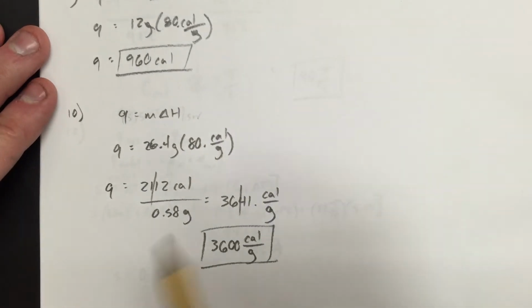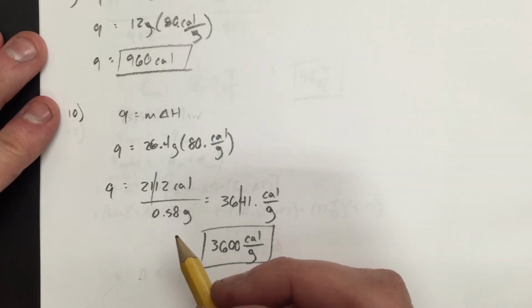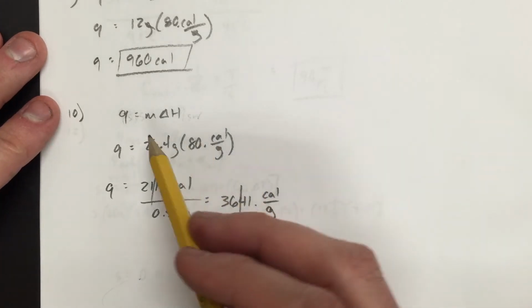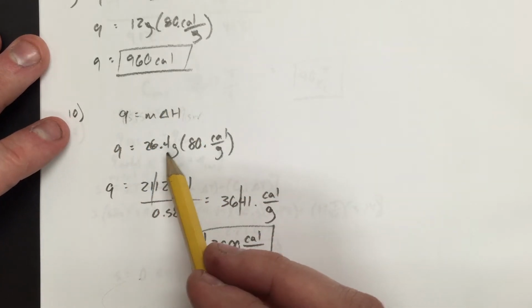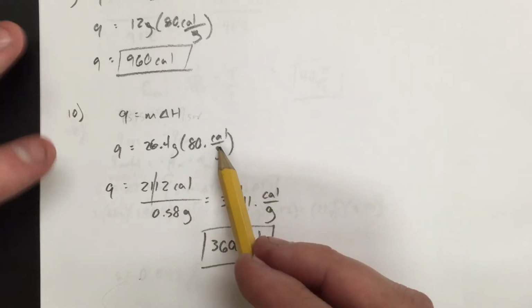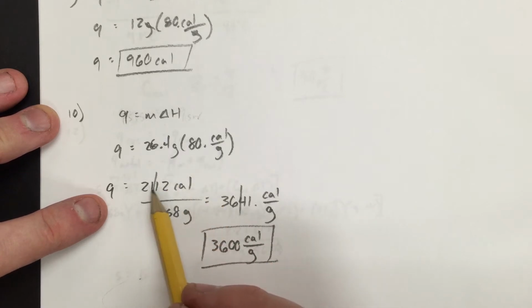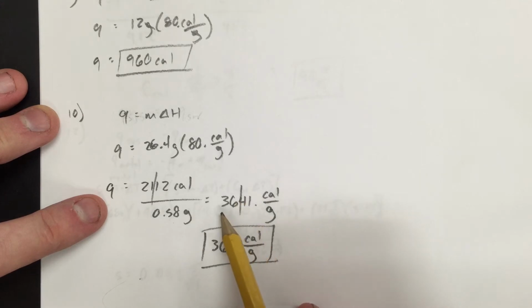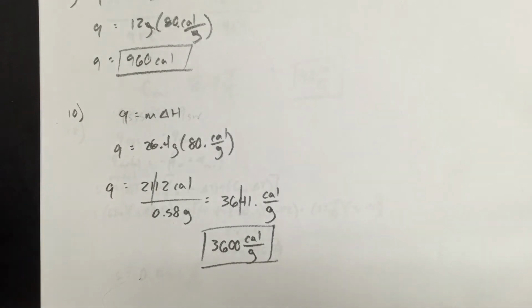Number 10, I burn a 0.58 gram sample of food and use the heat to melt 26.4 grams of ice. How many calories per gram does the food contain? So we use Q equals mΔH because it is a phase change. So the grams are 26.4 grams and it's melting, so it's 80 calories per gram again. So we have 2 sig figs. When we multiply these two together, we get 2112 calories. Divide that by the number of grams, and you'll get calories per gram. So it's 3,641 calories per gram, so that's 3,600 rounded to 2 sig figs. We could change it to kilocalories or food calories, but I didn't ask you to, so you don't need to.